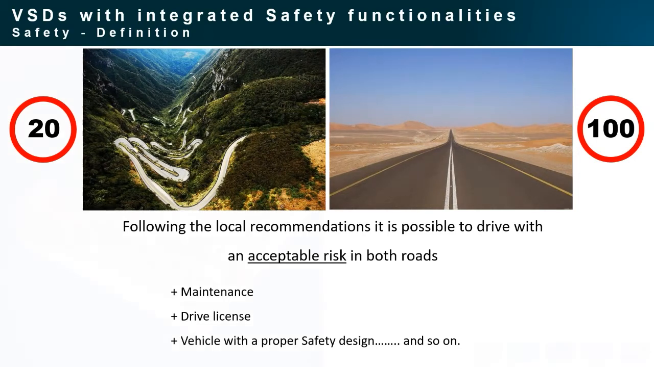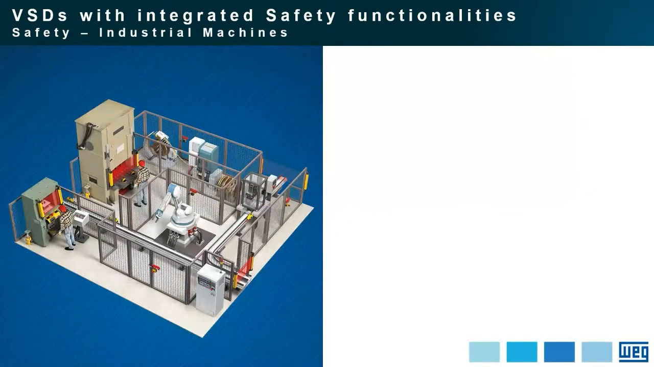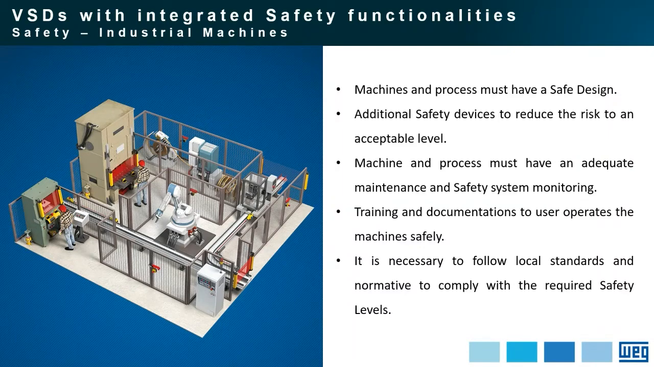And what about this in industry? In industry, we also have several applications with different risk levels. So it is necessary to design the machines and processes to be as safe as possible. When it is not possible to achieve an acceptable risk level for the machine, additional safety devices must be installed to reduce the risk to an acceptable level.